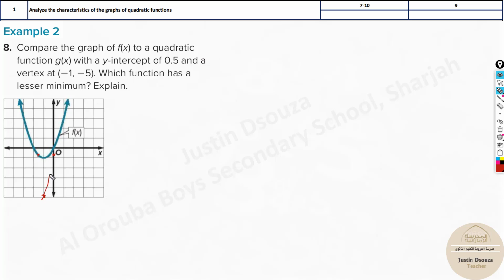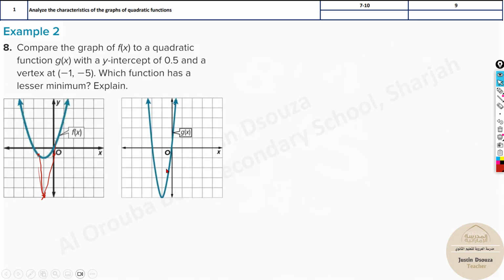So the graph will be very steep like this. It's not very accurate, but you can see the original graph will be something like that. See, it's very narrow. And now we can see the lesser minimum will be at the g of x graph. And this is the vertex for this one. The f of x has a vertex of (-1, -1). That's it.